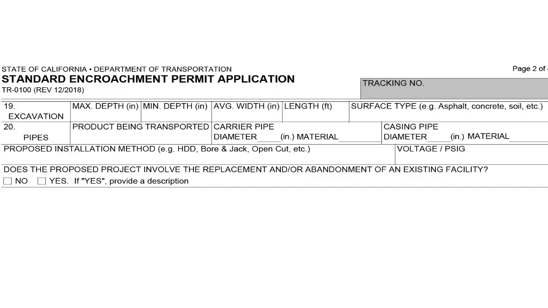Questions 19 and 20 pertain to underground work. While these questions are mostly for utility companies, you will need to answer these questions if your project has driveway drainage, utility connections, or you will be installing anything underground.